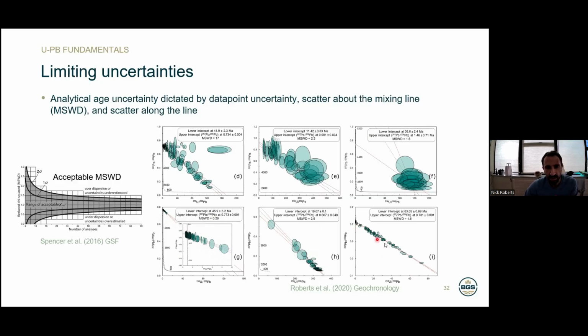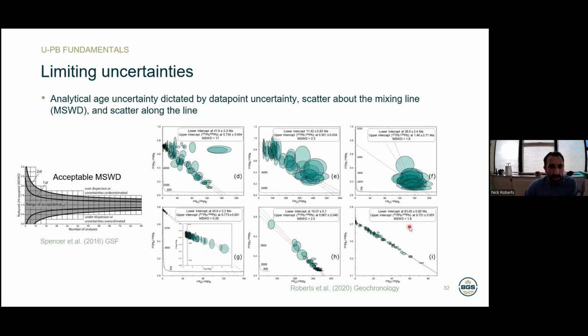And on the bottom right, that's kind of close to the ideal scenario. So all the data fall on the line or very close to the line. The data points themselves are all very small, so we precisely measured those, and with a nice MSWD, we get a nice final position.